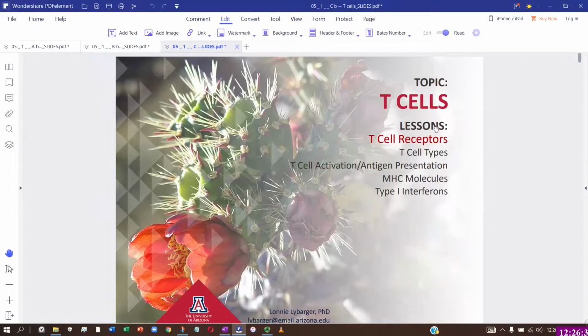You have the following 5 subtopics: T cell receptors, T cell types, T cell activation slash antigen presentation. The antigen presentation is done by the antigen presenting cells, otherwise known as APC. And then you have information about the MHC molecules, and then the type 1 interferons.